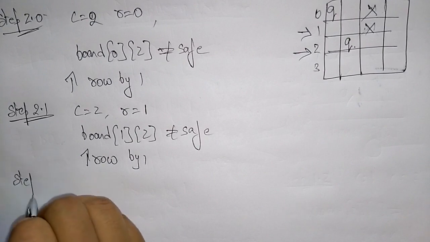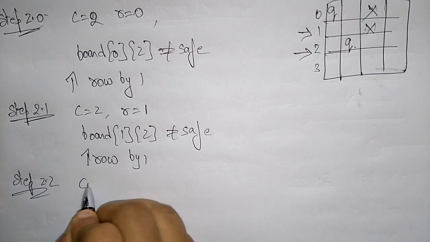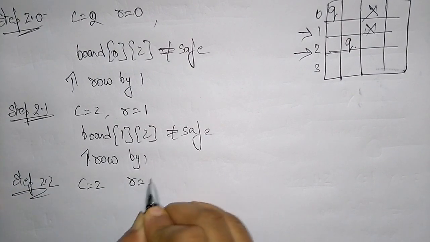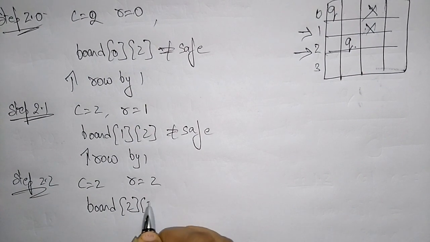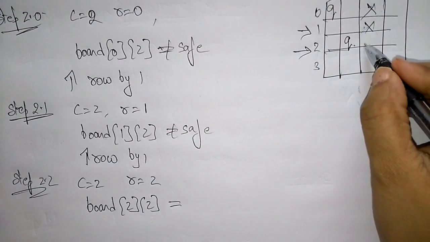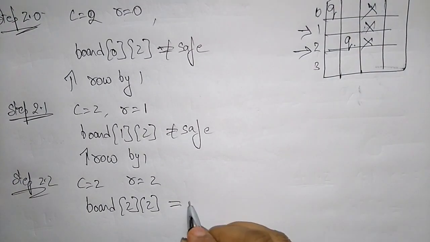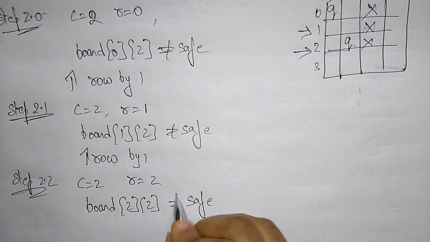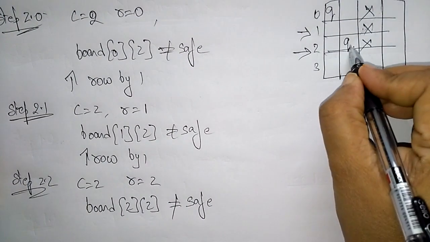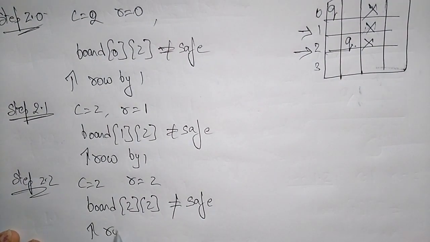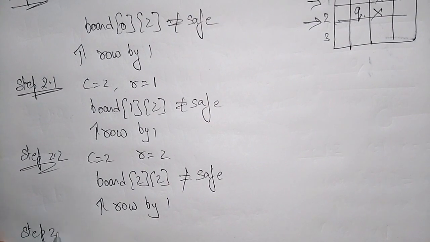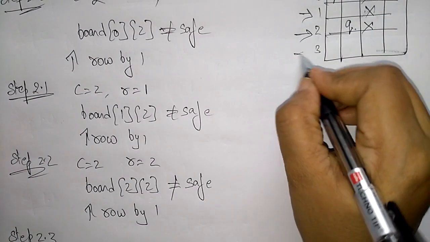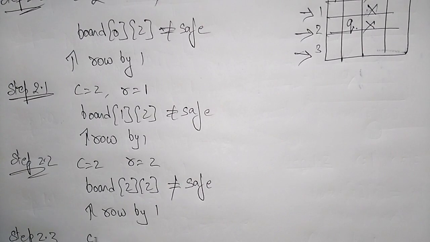Step 2.2. Column is 2 and row is 2. Now check board, is row 2 and column 2 safe or not? No, it is not safe because a Q is already there in that row. So again increment row by 1. Now coming to step second column, third row. Column is 2 and row is 3.